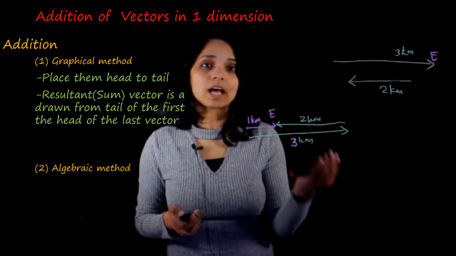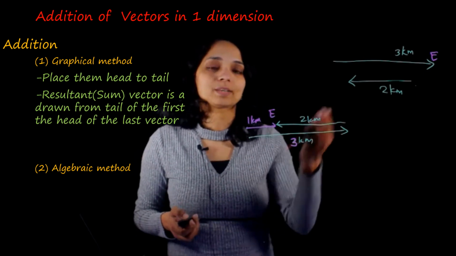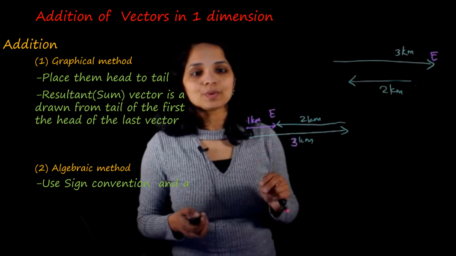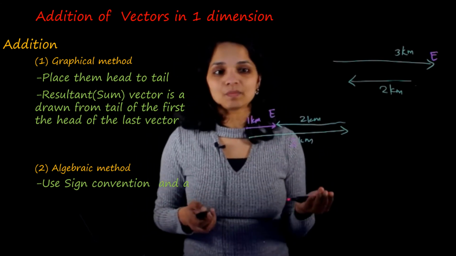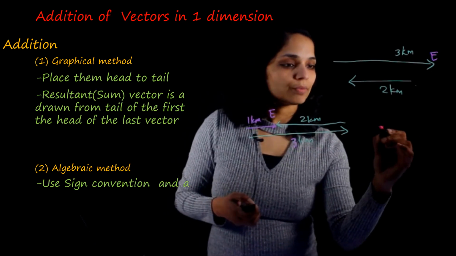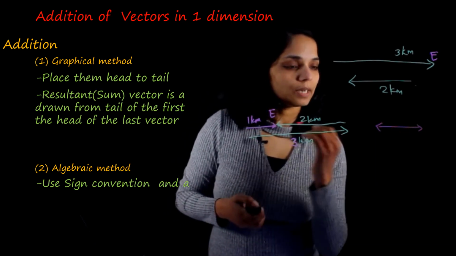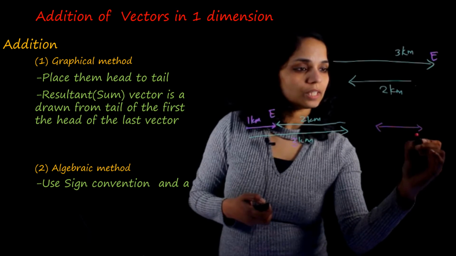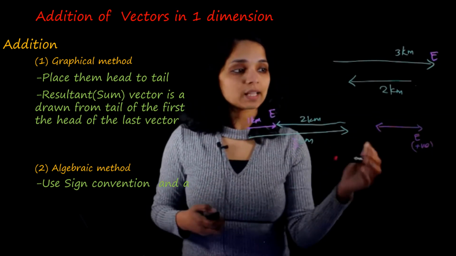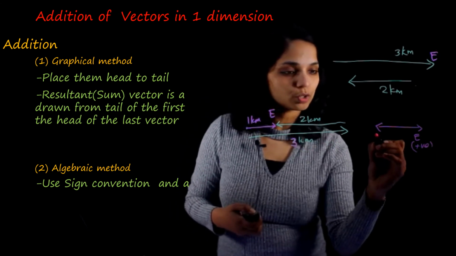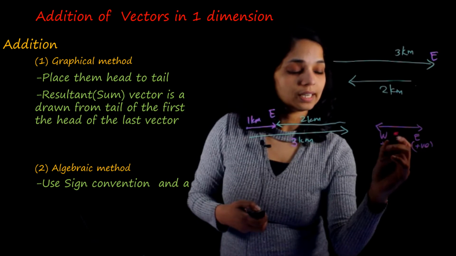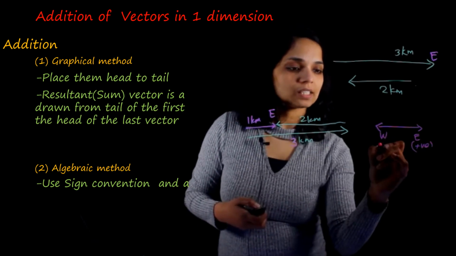We can also add them algebraically, because it's one-dimensional. It's really easy to add them algebraically. We already learned about the sign convention, so use the sign convention. First I'm going to write down my sign convention here. East is taken as positive. That's my choice. You can choose the other way, but stick with it. West is taken as negative.